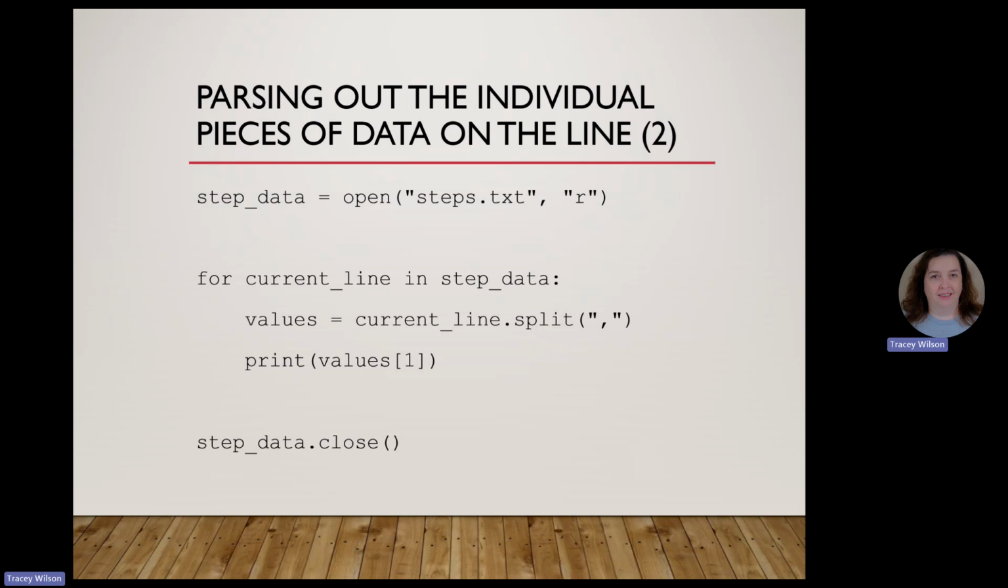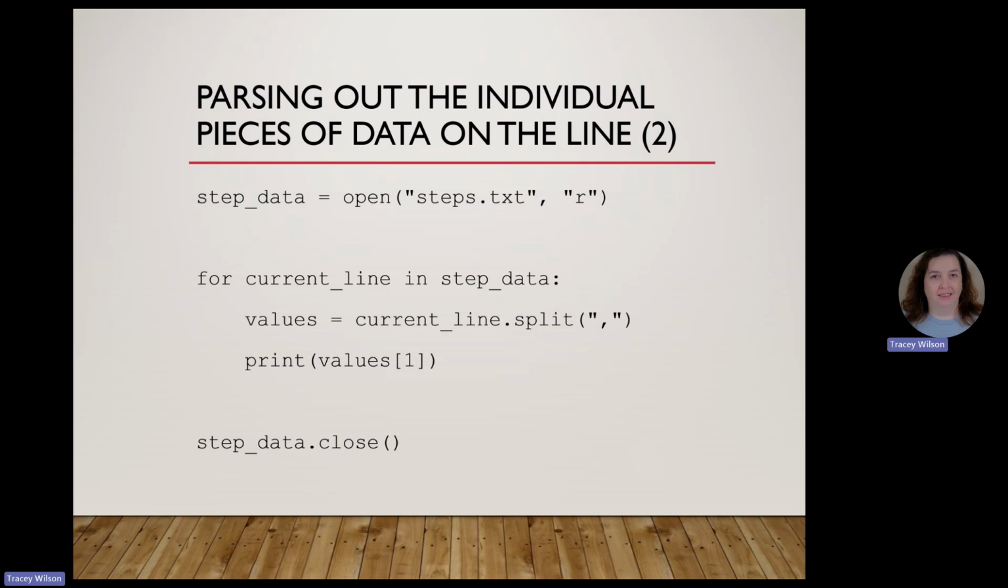So in this example, we have step data is equal to open steps.txt. We're going to read it only. We're going to loop through each line of that file we just read in. We're going to then take each of those lines and split them into a list. And from that list, I'm going to print the second item, because index of 1 is the second item in the list. And then I'm going to close the file because I'm done with it.